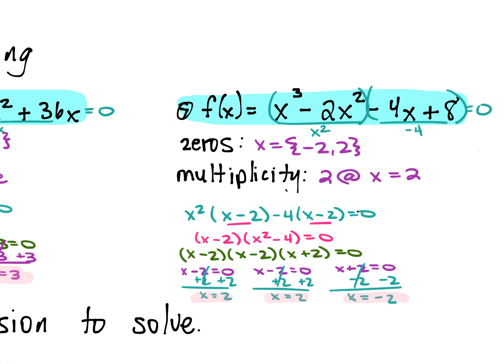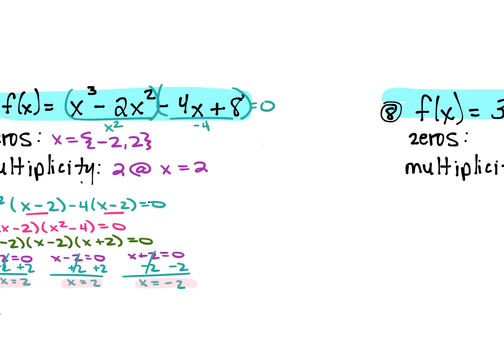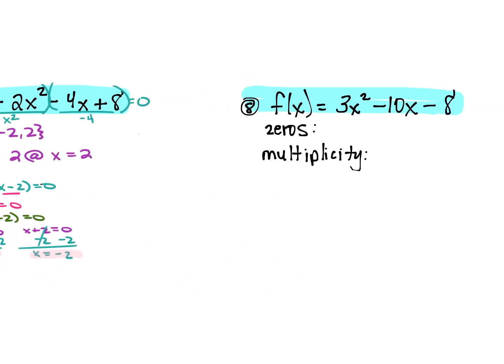For number 8, you have f of x is equal to 3x squared minus 10x minus 8. This one, you cannot factor it just by what are the factors of 8 that add up to be. You can't do that. You have an a that's something other than 1. So you have to multiply your a and your c terms. That 3 times negative 8 is negative 24. Your factors of negative 24 that add up to be negative 10 are 2 and negative 12.